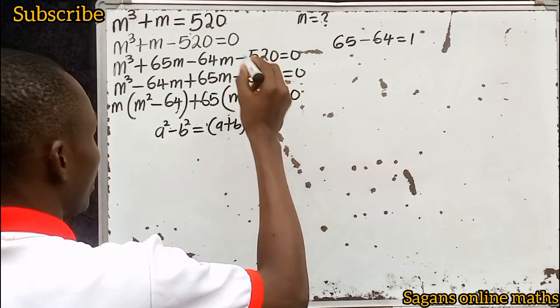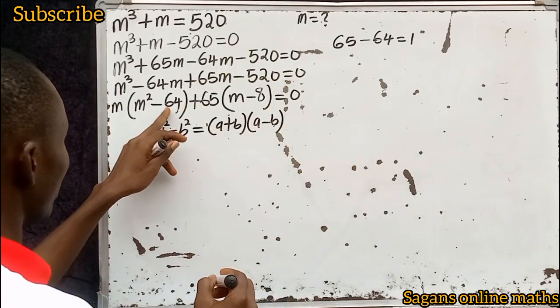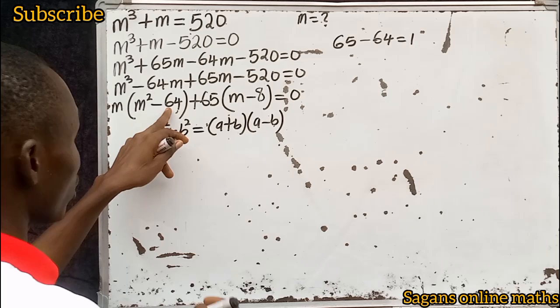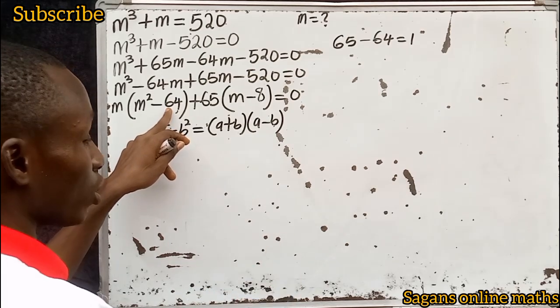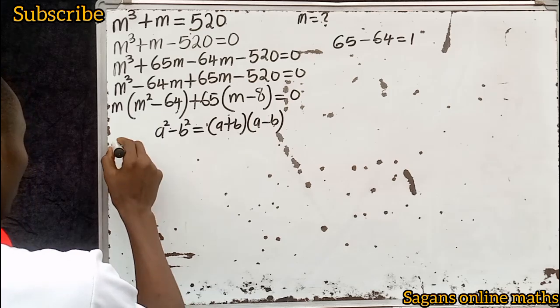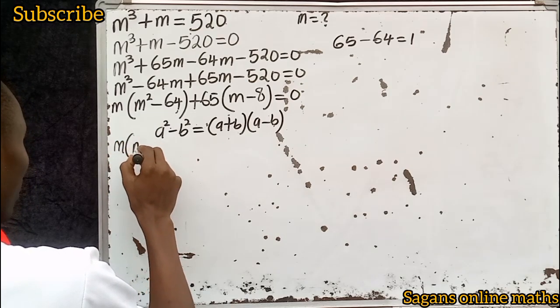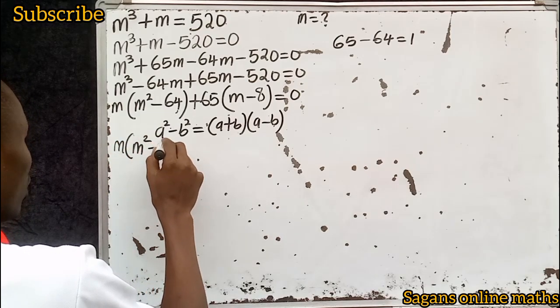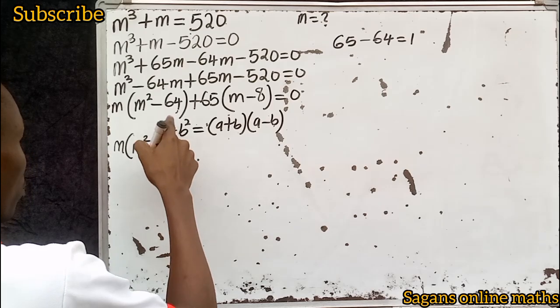This is 8, because 64 can also be seen as 8 to the power of 2, because 8 to the power of 2 is 64, not 9. Sorry for that. Then I want to have this as m into m square minus 8 to the power of 2, and 8 to the power of 2 represents 64.